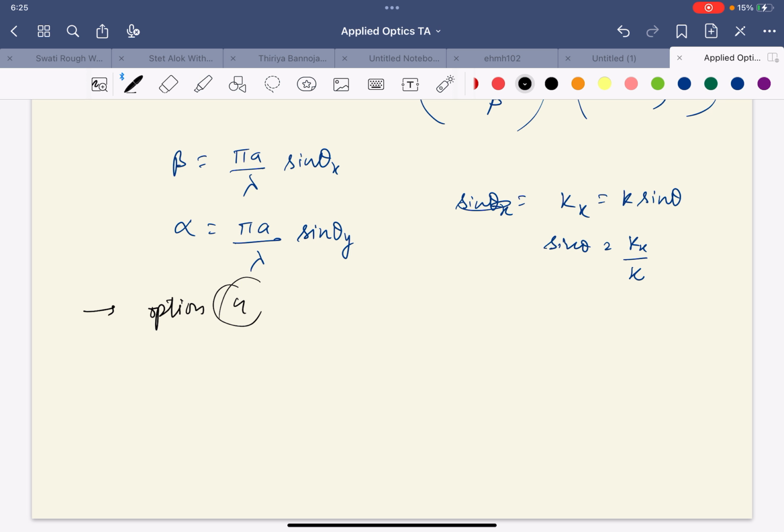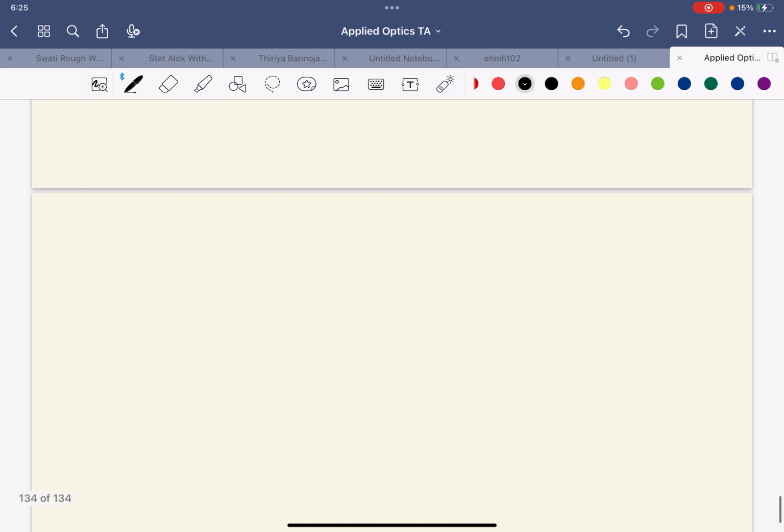This sinc squared function describes how the intensity varies with angle, creating a diffraction pattern consisting of a central maximum and side lobes. So the width and the height of the aperture dictate the spacing of the diffraction fringes. Okay, so now we go to question number 2.